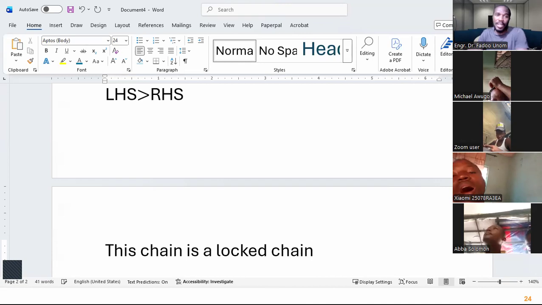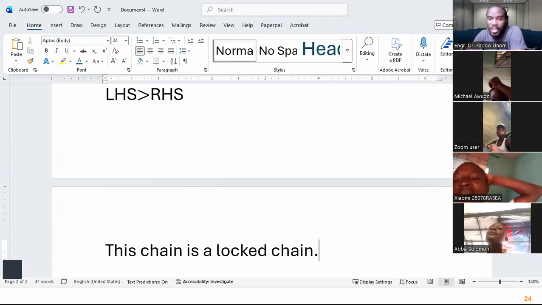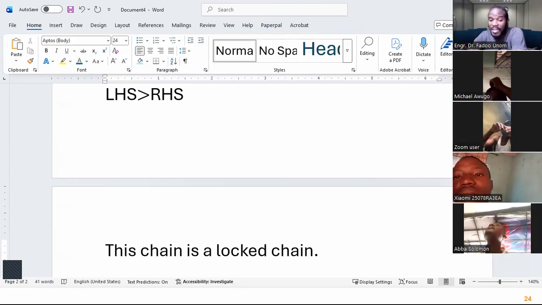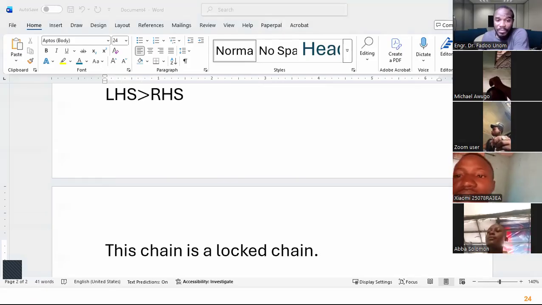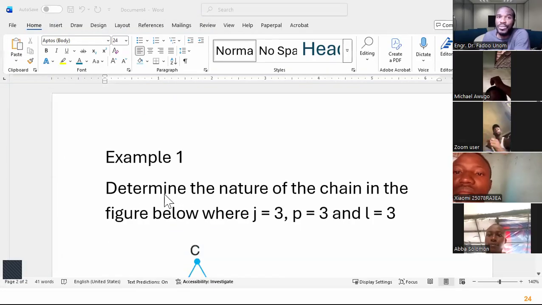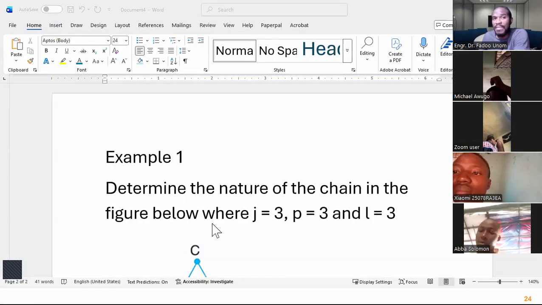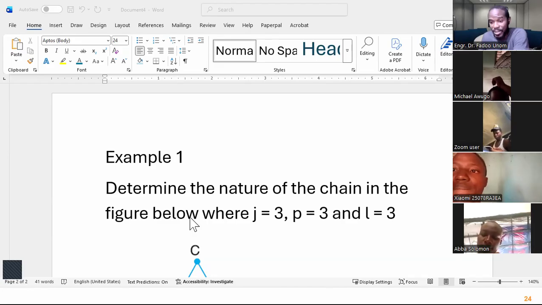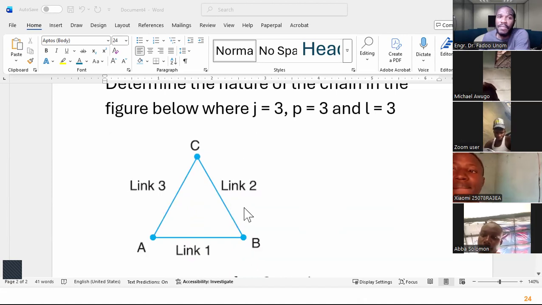That's the nature of that chain. The chain is a locked chain because the left-hand side is greater than the right-hand side. Again, let me just run through it. The example asked us to determine the nature of the chain in the figure. They gave us that J is 3, P is 3, and L is 3, and we can confirm that when you have this arrangement. This is your first link, that's your second link, this is your third link, so there are 3 L's.